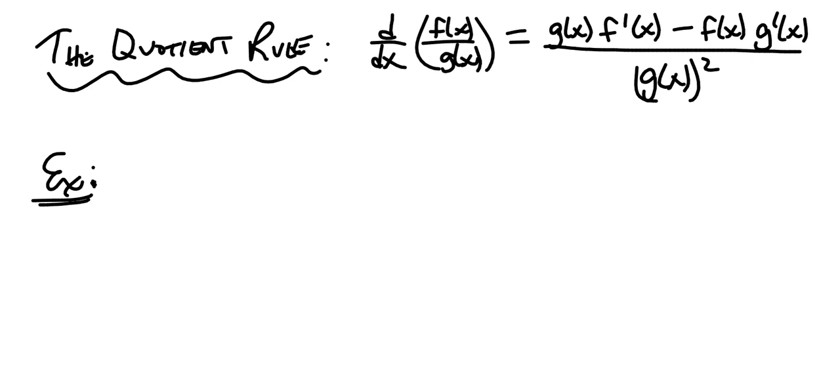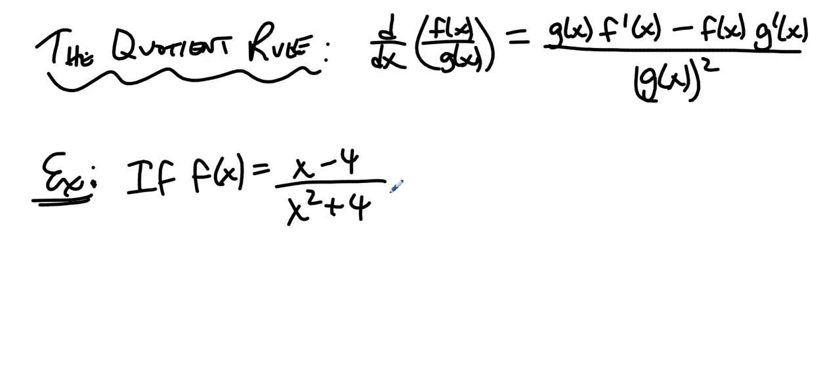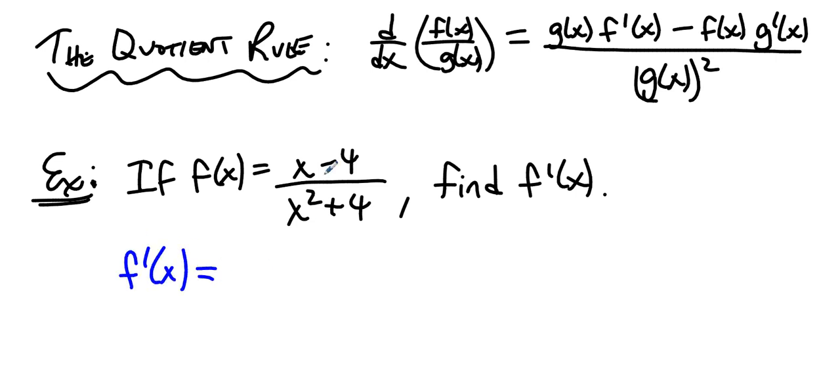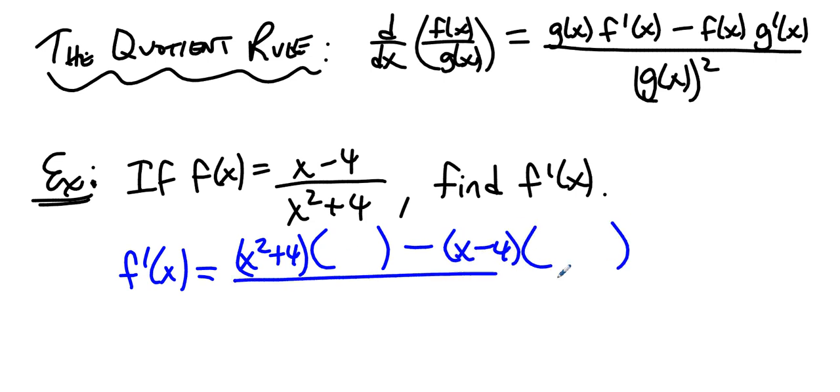So just by example, let's see, if f of x is x minus 4 over x squared plus 4, find f prime of x. So that's taking a derivative. It's the derivative of a quotient, and the derivative of a quotient is the bottom times the derivative of the top minus the top times the derivative of the bottom. For the rest, you won't be scared. It's all over the bottom squared. This is calc.